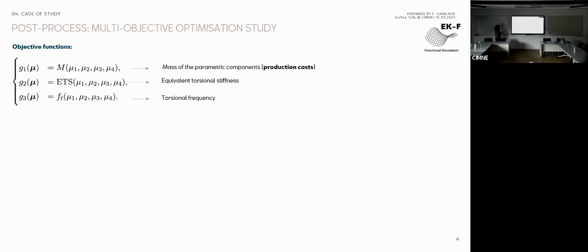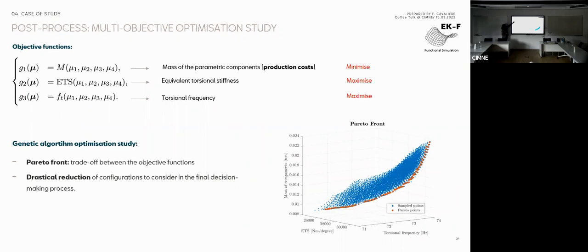Now for what concerns the optimization study, here we said it before, we want to maximize the performance. So we want to maximize the torsional frequencies and this equivalent torsional stiffness, our quantities of interest. And we want to minimize the mass of the parametric components. This was very easy because once we get our quantity of interest in a parametric format, we can easily apply an optimization study. In this case, I used a genetic algorithm in order to get the Pareto front, just this plot in the slide, which represents somehow a trade-off between the objective functions, right? And we can see that the red points represent optimal solutions, which are much less than all the possible solutions which were included in this design space. So we drastically reduced the number of configurations to consider for the final decision making process, right?